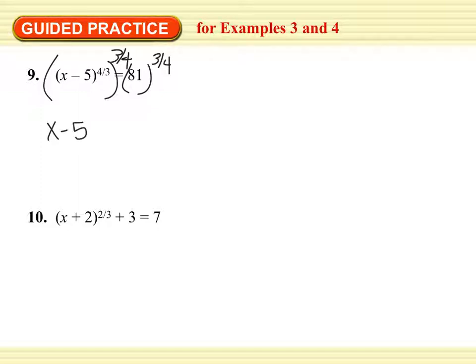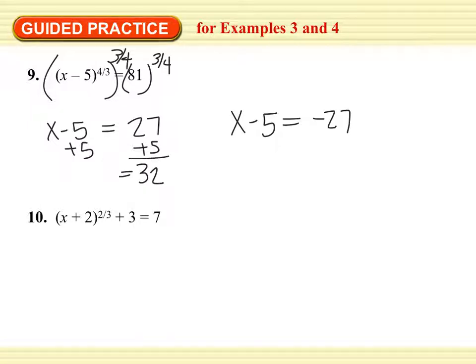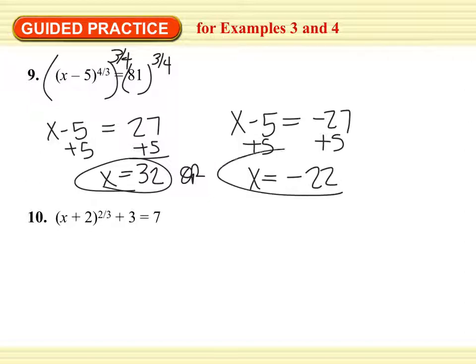I have x minus 5 equals 81 to the 3/4. I get plus or minus 27. So plus 27 or minus 27. Tricky. So now when I finish solving it, I can get x equals 32 or x equals negative 22. I have 2 answers and they're both valid.